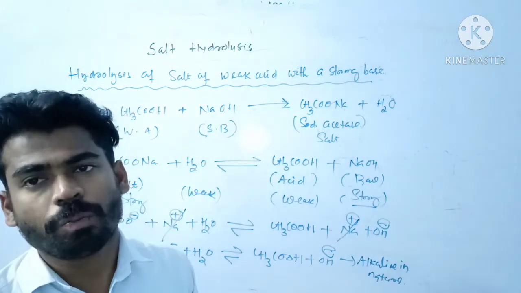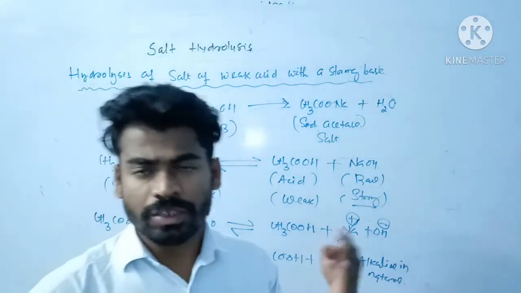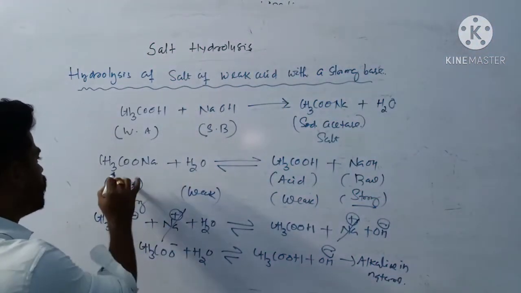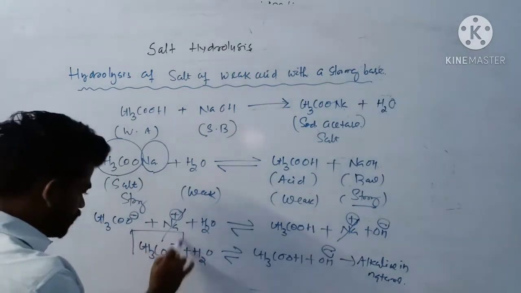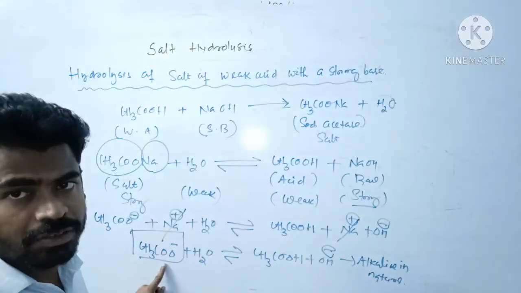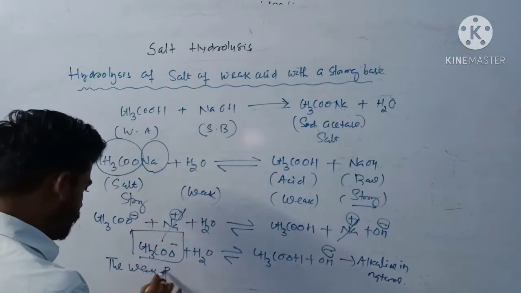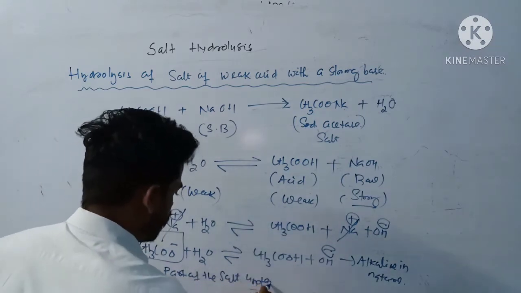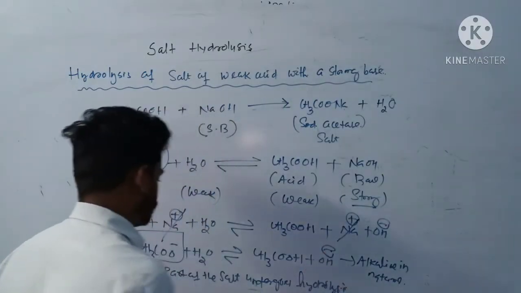So what are the main components of a salt? One is the acidic part, another one is the basic part. One is the cation, another one is the anion. So here you see in this salt the weakest component is the acid and the strongest component is the base, and in the final expression the weakest portion interacts with water. The weak part undergoes hydrolysis. Okay, you can write over here, the weak part of the salt undergoes hydrolysis. Clear?